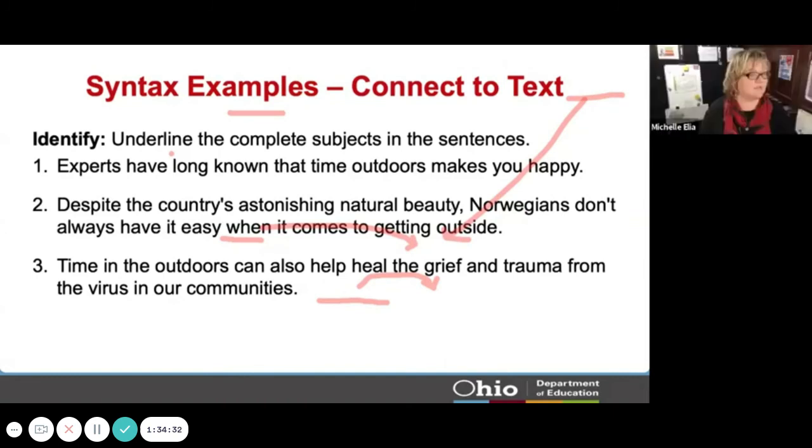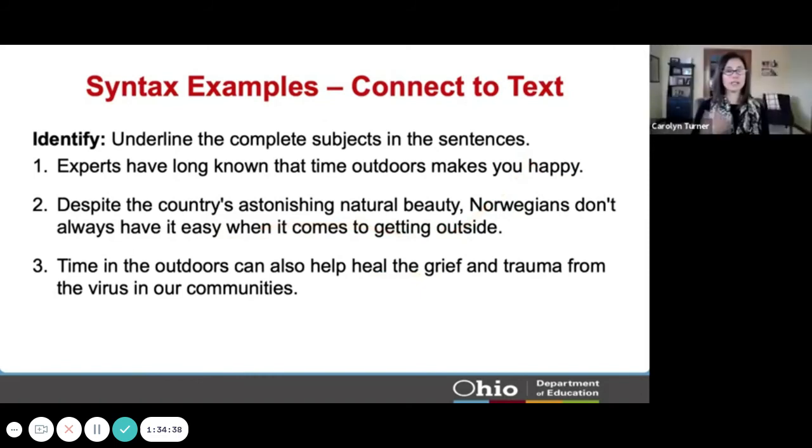Okay, let's erase all that. Sorry about that. Again, connect to text. These aren't just random sentences that we put onto a screen. These examples connect to a text that we have been using with our students. Michelle actually put the link to the text in the chat. If you have access to Newsela, you can go ahead and find it easily. You have to make an account. It's a free account, so don't worry about that. But we connect all of these examples to the text and the content that we are studying.